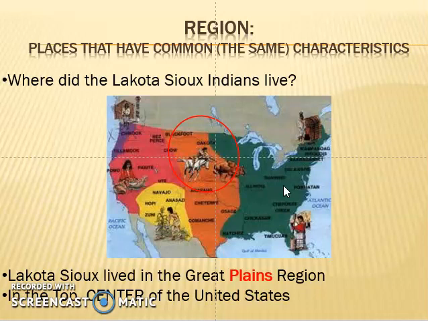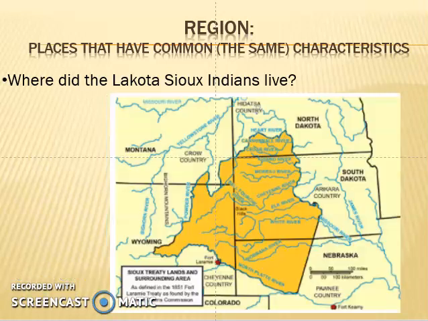The Lakota Sioux lived in the Great Plains region, in the top center of the United States. So up here. Let's take a closer look and see what states that would be. So our region again is a place that has the same characteristics. So where did the Lakota Sioux Indians live? They lived in North Dakota, South Dakota, Nebraska, Wyoming, and Montana. Not very much into Montana, as you can see. But they lived in those areas.